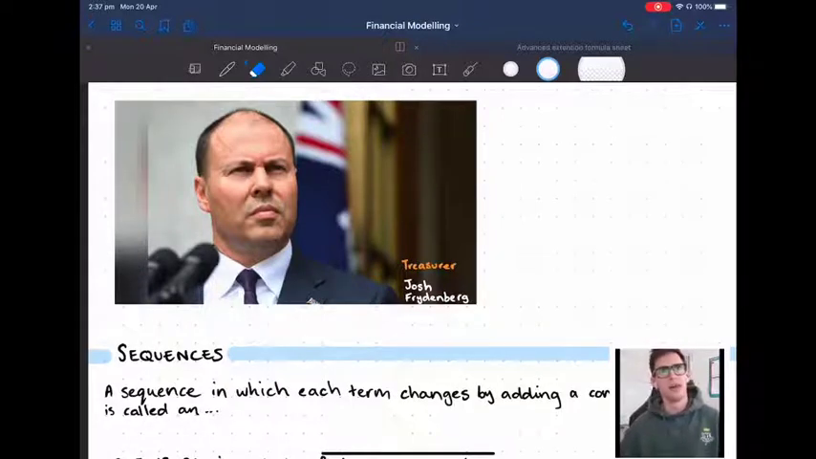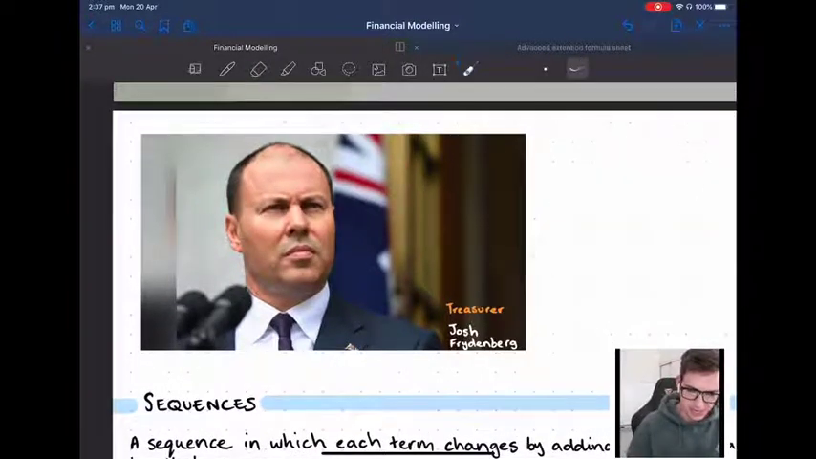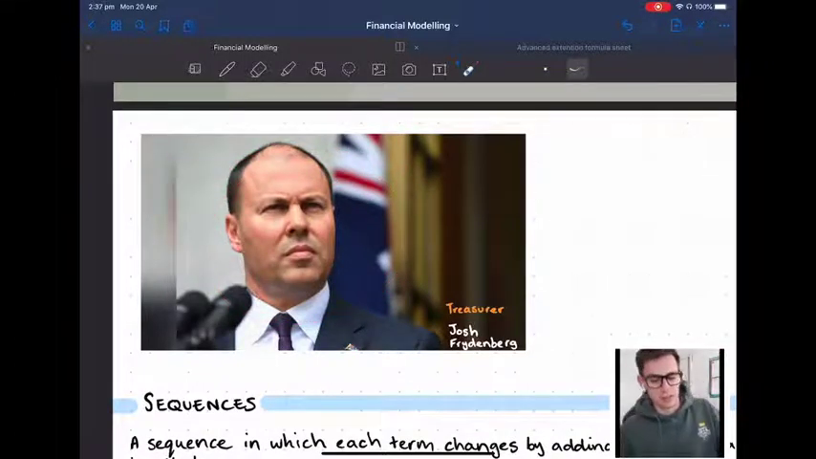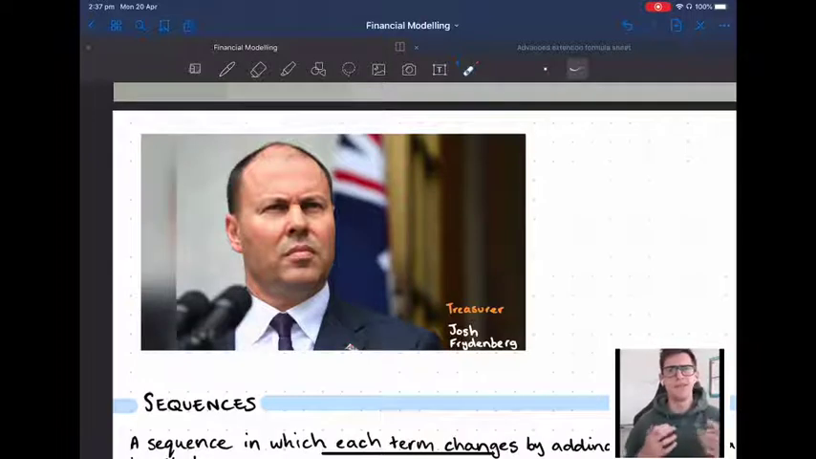So, for example, this man here, Josh Frydenberg, is our current treasurer in Australia. He's obviously been a big part of all of our financial decisions. And if you think any decisions over this past couple of months have not had to do with finances, you're kidding yourself. Everything comes back to the economy and how we're going to come out on the other side.